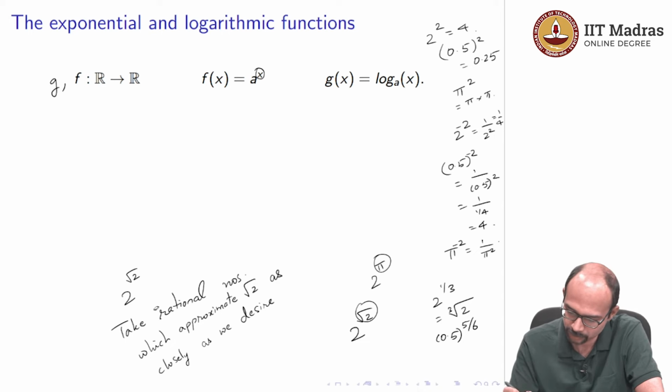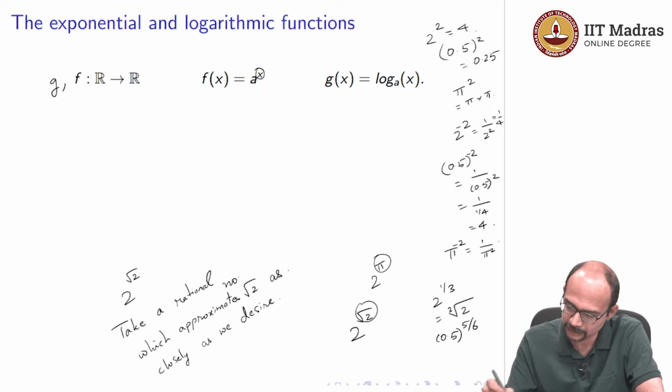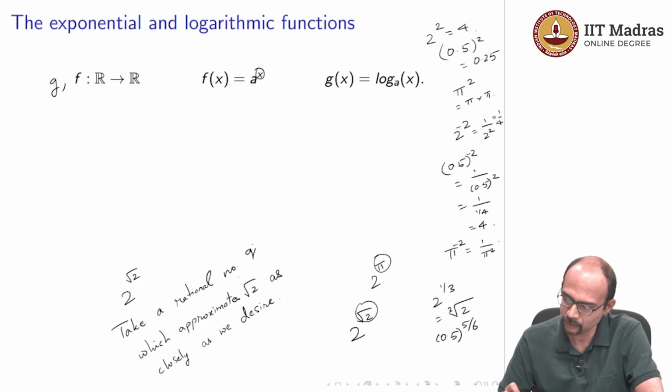or maybe let me change this to say take a rational number which approximates root 2 as closely as we desire. Let us call it q, which approximates root 2 as closely as we desire.